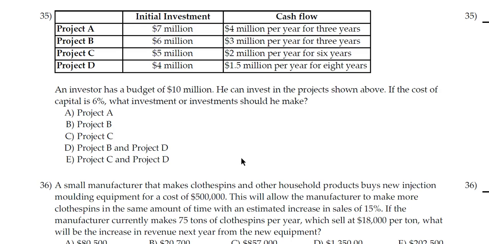An investor has a budget of 10 million. He can invest in the projects shown above. If the cost of capital is 6%, what investment or investments should he make?